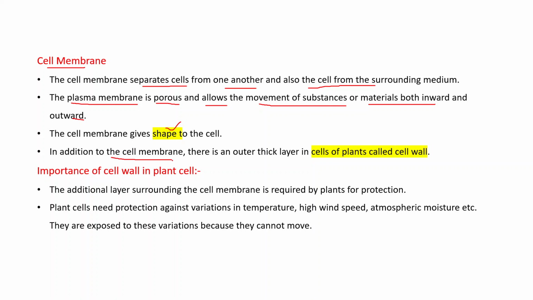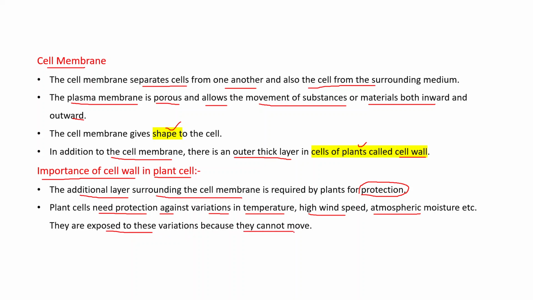In addition to the cell membrane, there is an outer thick layer in the cells of plants, and that is called the cell wall. Now, why do plants have this cell wall? Importance of cell wall in plant cell. The additional layer surrounding the cell membrane is required by plants for protection. Now, what type of protection? Plant cells need protection against variations in temperature, high wind speed, atmospheric moisture, etc. They are exposed to these variations because they cannot move.